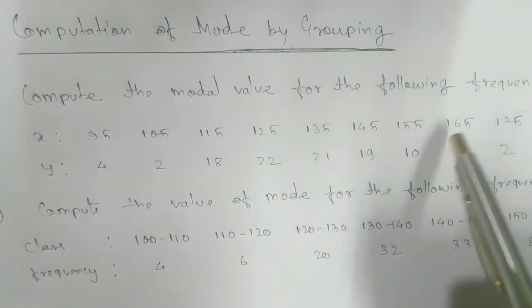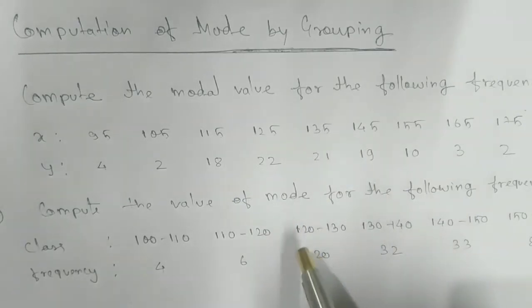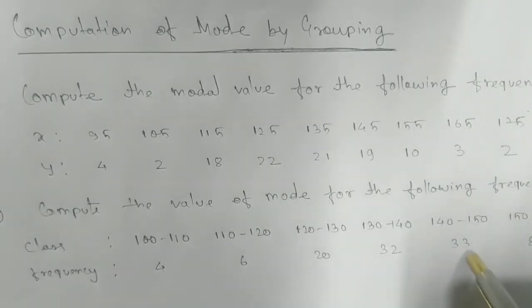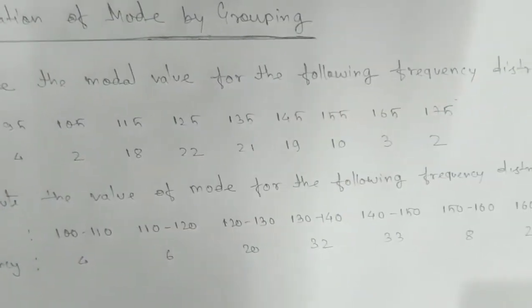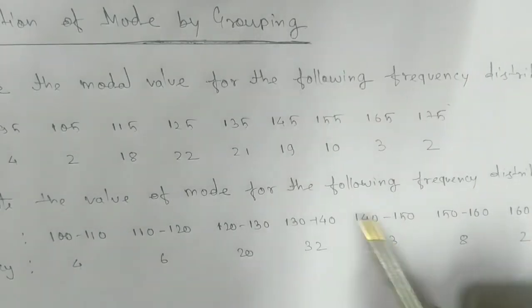This is our discrete problem, that means ungrouped data. And this is your grouped data, that means a continuous problem. In this case, if you see the highest frequency, we need to find the modal class. So here you can see 33, and the problem is like this, 172 is on this side. Now, this is your modal class, if you think.